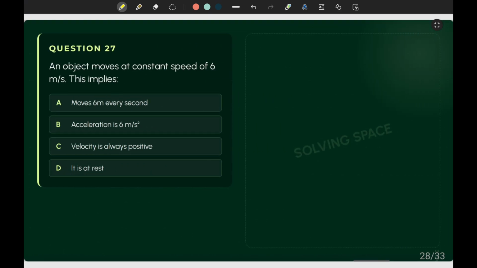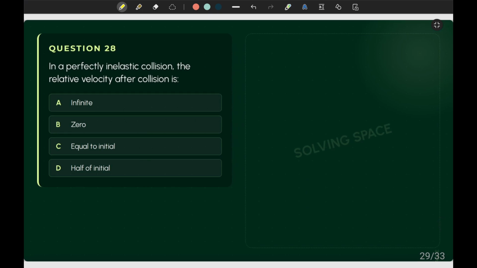Next question. An object moves at constant speed of 6 meter per second. This implies: A, moves 6 meter every second. B, acceleration is 6 meter per second square. C, velocity is always positive. D, it is at rest. The best one is this one, moves 6 meter every second. So option is A.